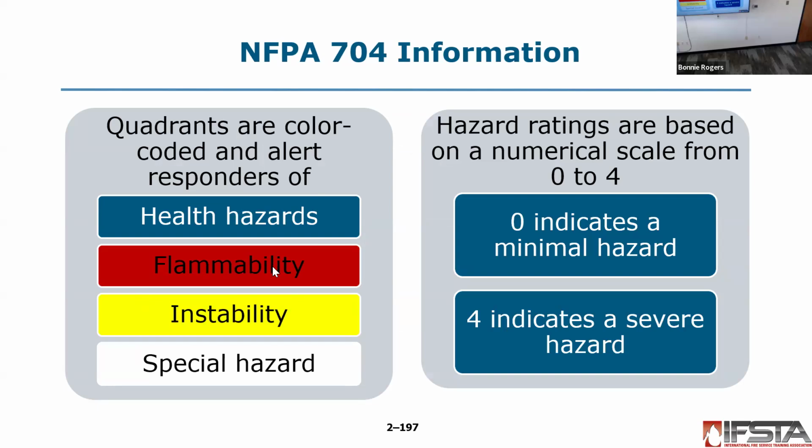And they're color coded, they're uniform, so they will always be the same when they have this NFPA 704 hazard identification. Blue is health hazard, red is flammability, yellow is instability, and then the special hazards get put in the white, which is on the bottom. And it's a rating of 0 to 4, 0 being very minimal and 4 being a severe hazard.